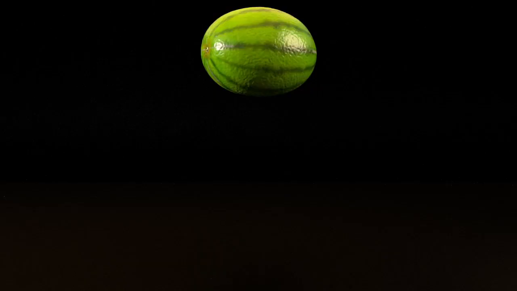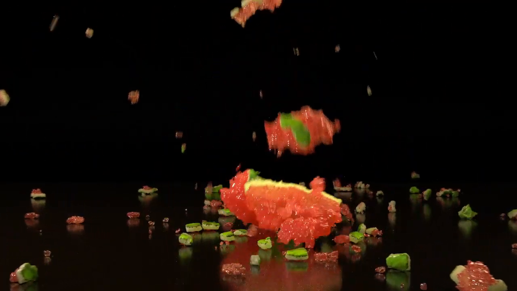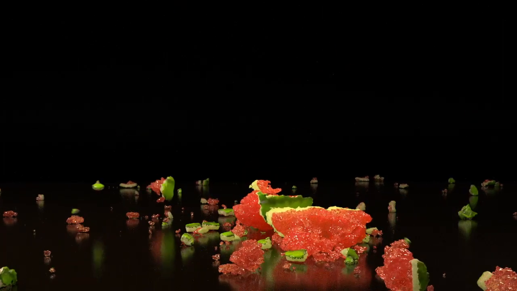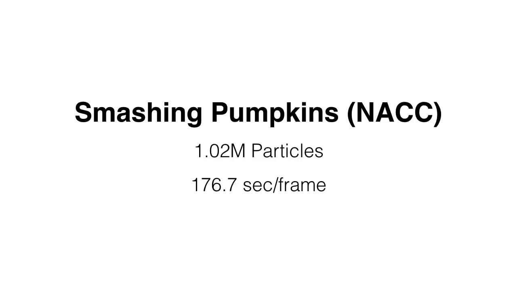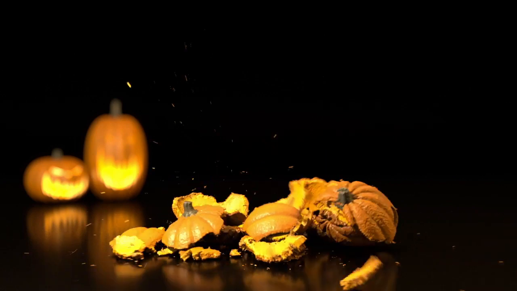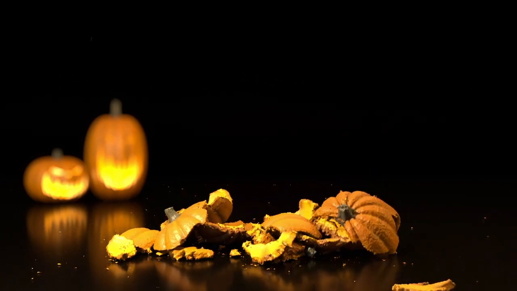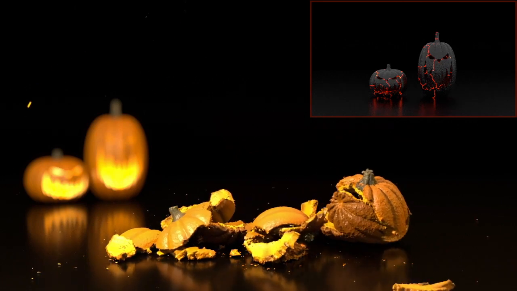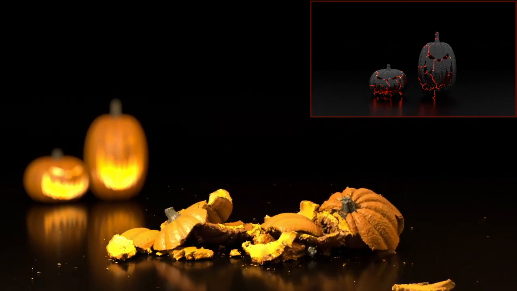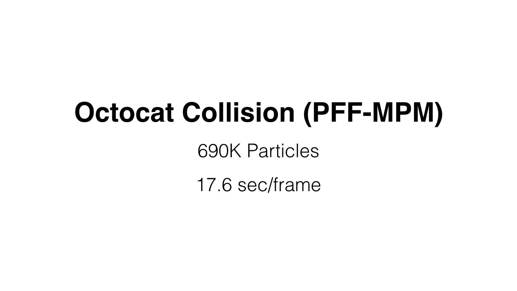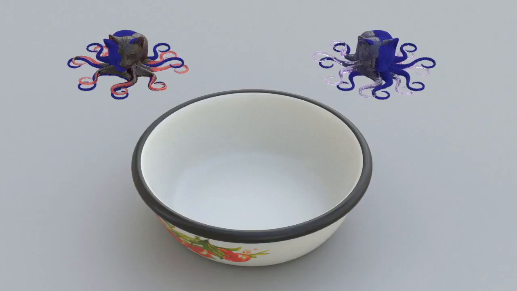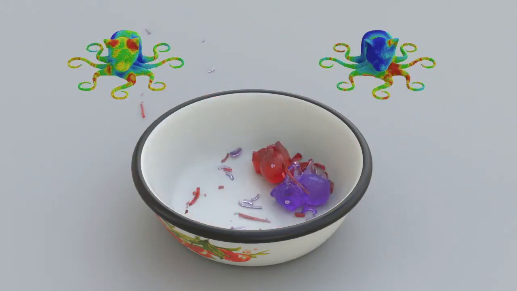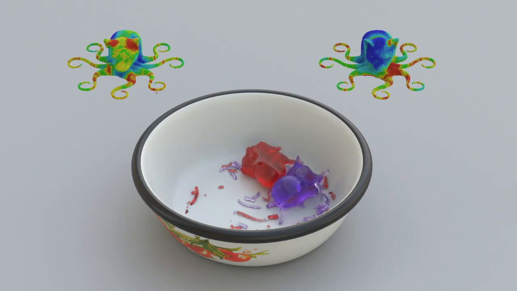This multi-material watermelon is thrown at the ground at high speed, breaking into many pieces. Here we're smashing pumpkins. And this time, we visualize the hardening parameter in material space. Now for some less edible objects using PFF-MPM. Two octocats collide into a bowl with their material space phases visualized.